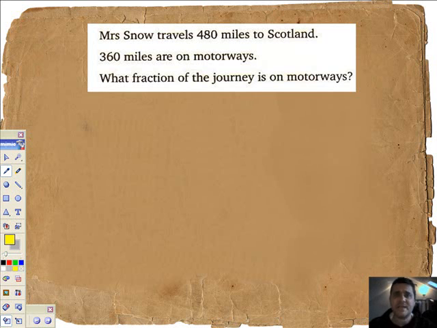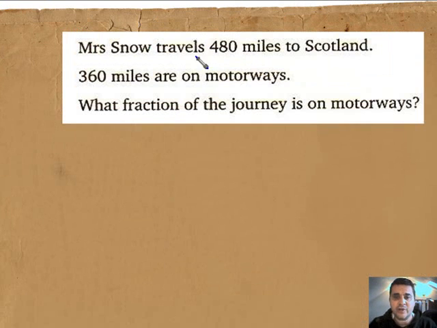Okay then, carry on with the assess of Unit 1, page 21. This is Mrs. Snow, question 10. It says Mrs. Snow travels 480 miles to Scotland, and 360 miles of these are done on the motorways. So what fraction of the journey is on motorways?